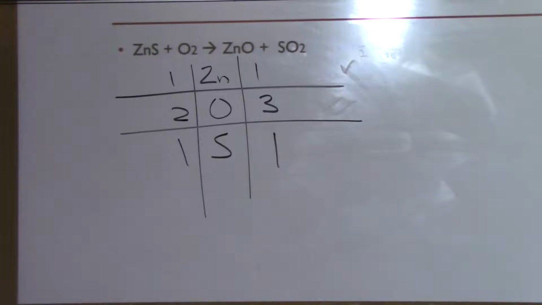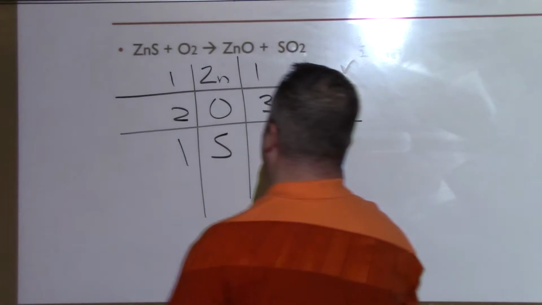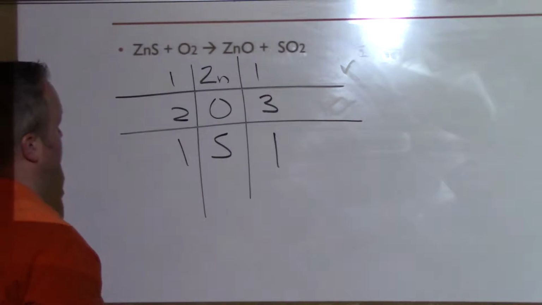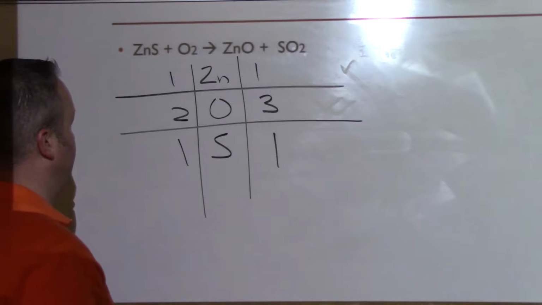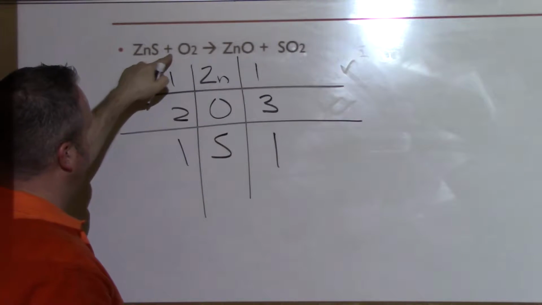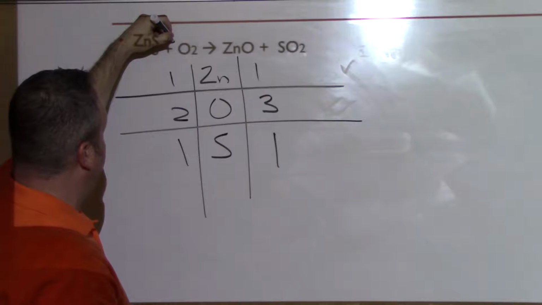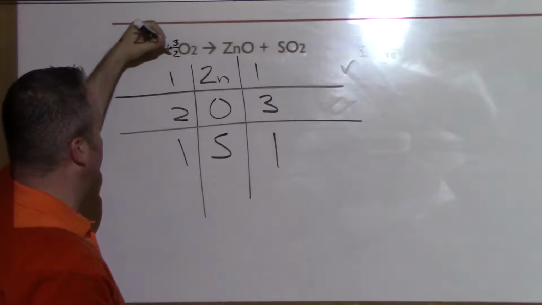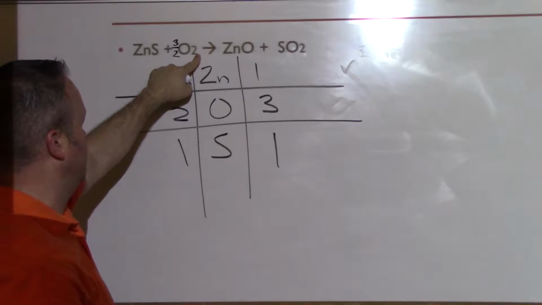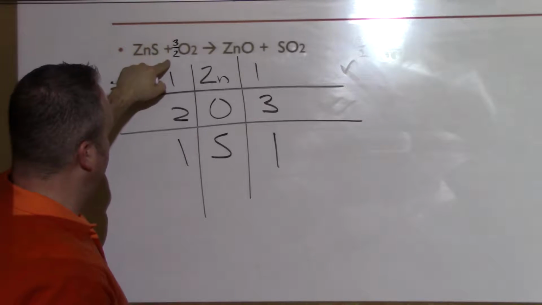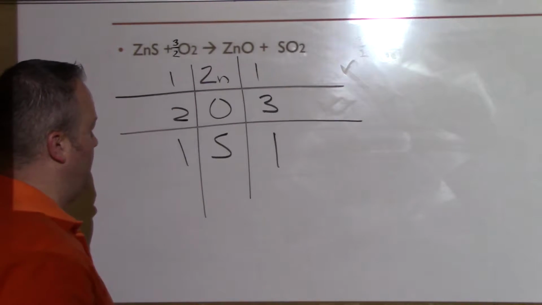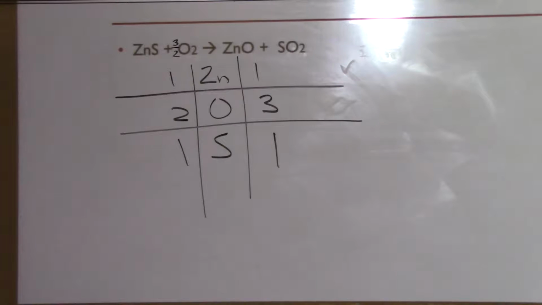And the first thing you do, so really, if I can make this a 3, then I would solve that. The whole thing would be balanced. So what I can do here is I know I need 3 oxygen. If I place 3 over 2, and I'm getting that denominator from the subscript here, I'm going to be able to balance this, and I'm going to show you what I'm going to do with that.